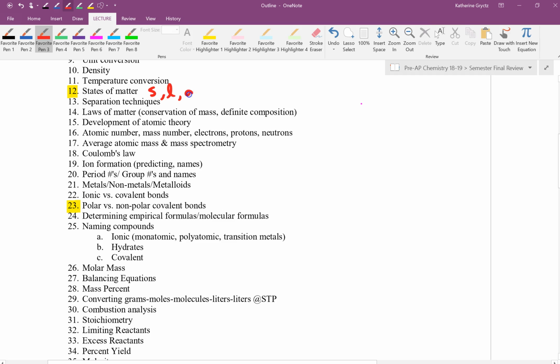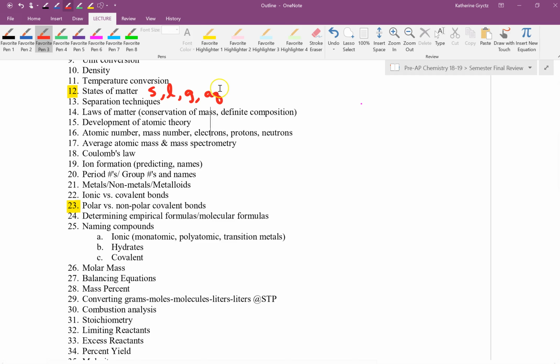We've got solid, liquid, gas, and we've got AQ. So for that, you need to be familiar with those, but you also need to know on our particulate view what they look like, that the solid has the particles close packed together, that solids do not take the shape of their container or the volume.